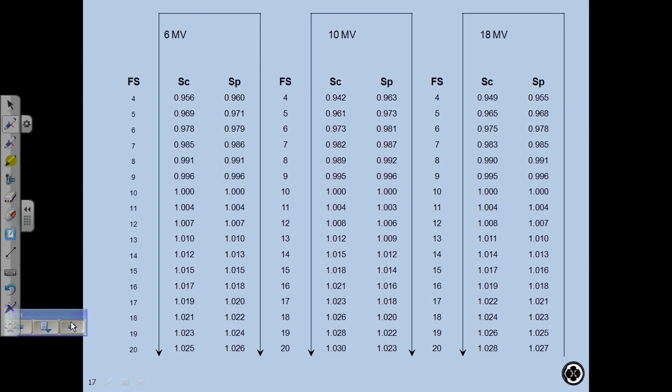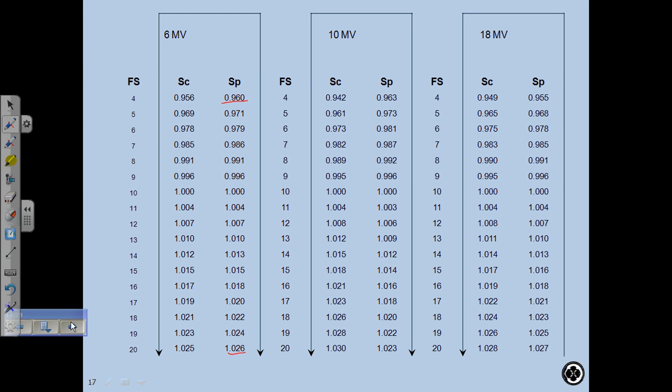And then these are just some tables of SCFs and SPFs, and I put them in here because we're going to use them for some examples. Okay, so now let's take a look at these, and let's see how different they are between the energies. So let's look at SPF first of all, for small field size, going across 0.96, 0.963, 0.955, within 1%, right, for small field size. Let's go down to 20 by 20. 1.026, 1.023, 1.027. Interesting. They're all really similar.